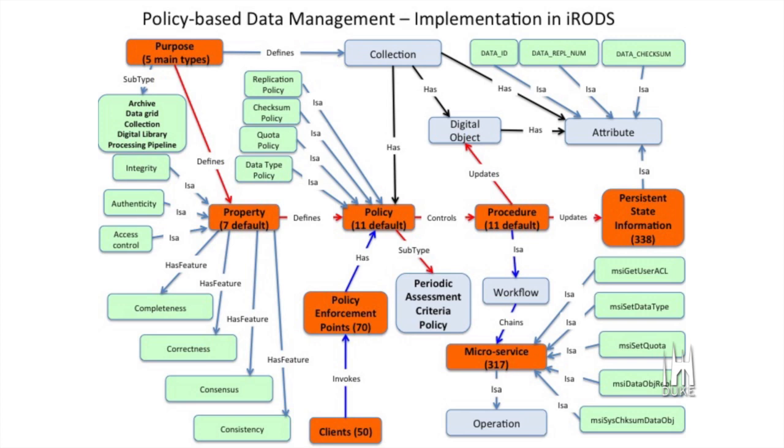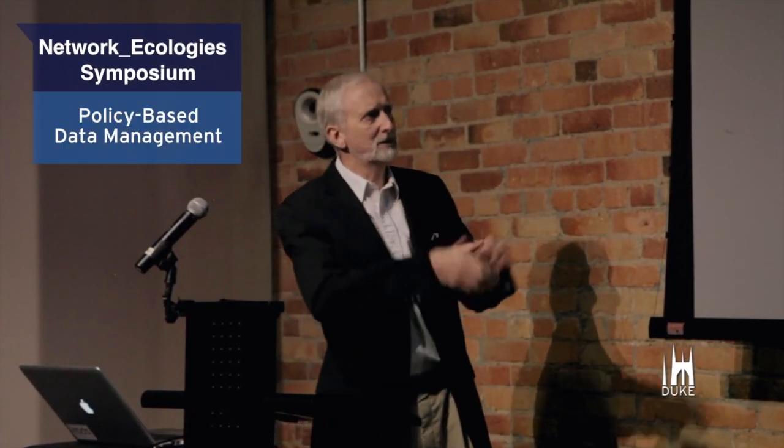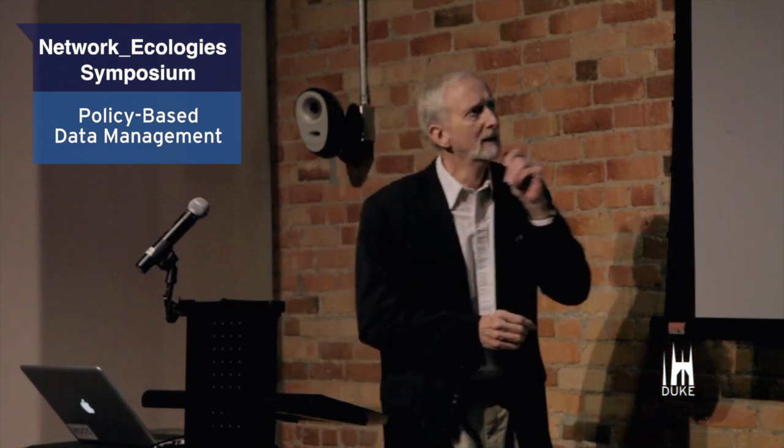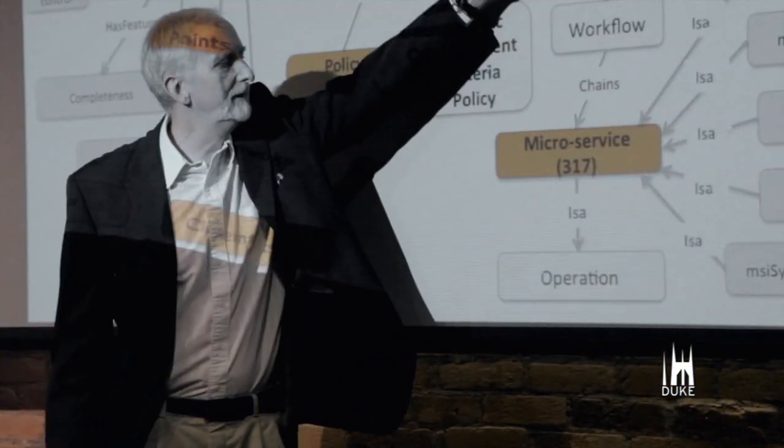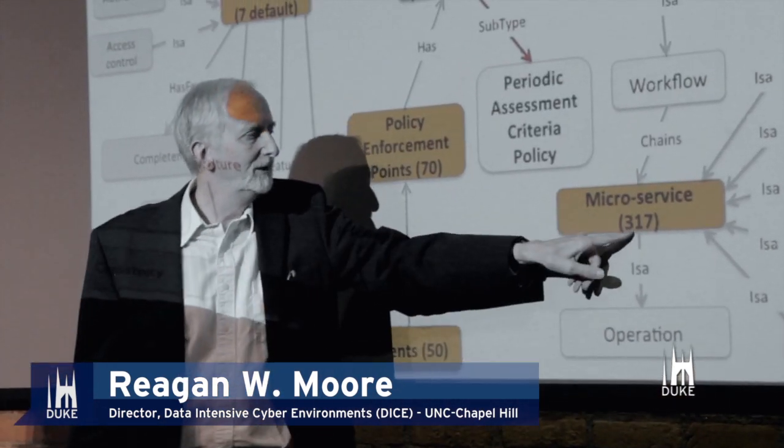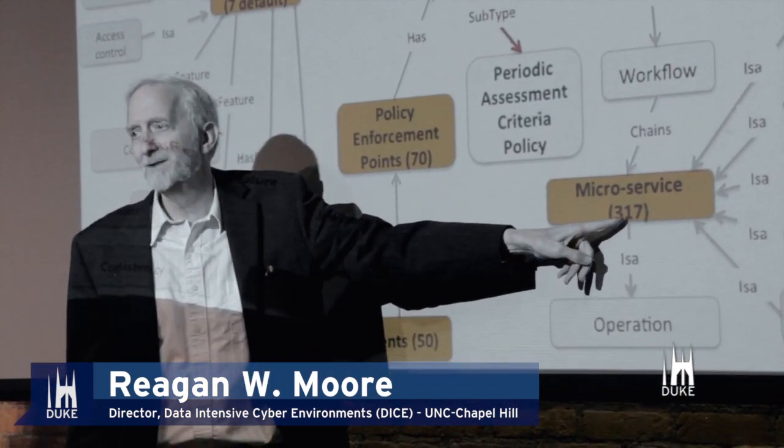When we distribute the software, we manage 7 default namespaces. So we manage attributes about users, about the files, about the collections, about the storage system, the rules, the microservices, and the metadata. So we can associate attributes with any of those namespaces. The system comes with 11 default policies related to distributed data management. So it's actually a very small number of policies you need to initiate a distributed data management system. Those policies control 11 default procedures, which use some of these 317 basic functions.